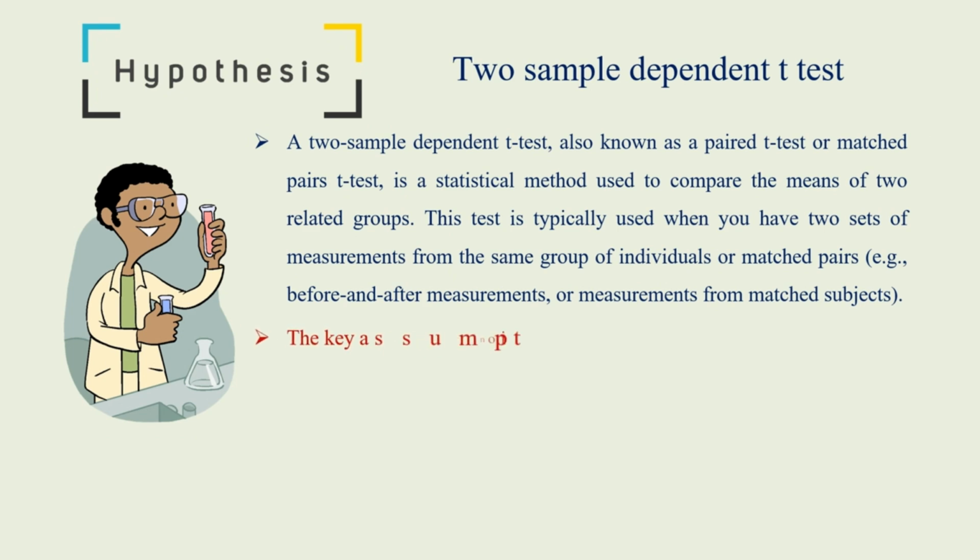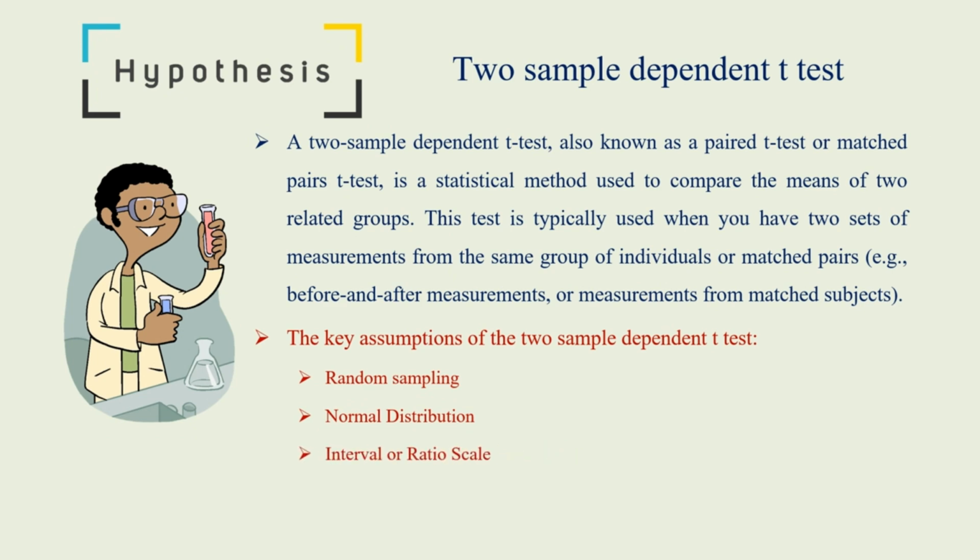Here are the key assumptions of the two-sample dependent t-test. First is random sampling. The sample data should be collected through a random sampling method to ensure that it is representative of the population. Second is normal distribution. The sampling distribution of the sample mean should be approximately normally distributed. Third is interval or ratio scale. The data used in the t-test should be measured on an interval or ratio scale.